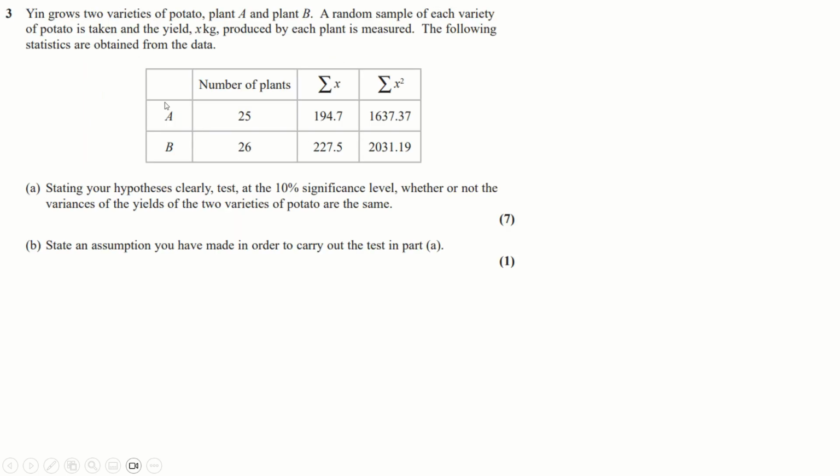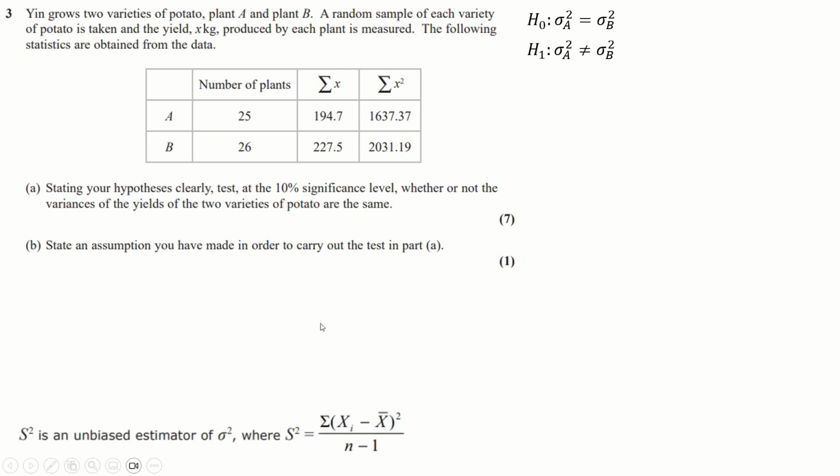Good. Question number 3 then. We're growing two types of plant, and we want to know, at a 10% significance level, whether the variances of the two different types of potato are the same. Got a few things to do here. Of course, we've got to set out our hypotheses. So we'll say that the variances are the same for H naught, and then they're not the same for H1. It's a two-tailed test, of course, so we're going to go down to 5% when we look at our table.